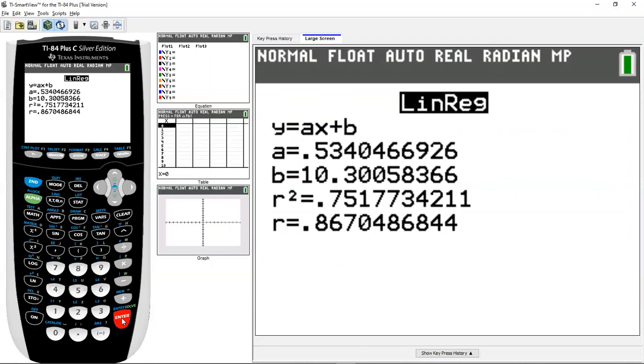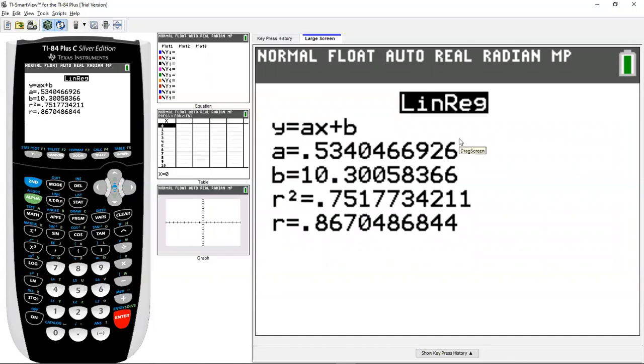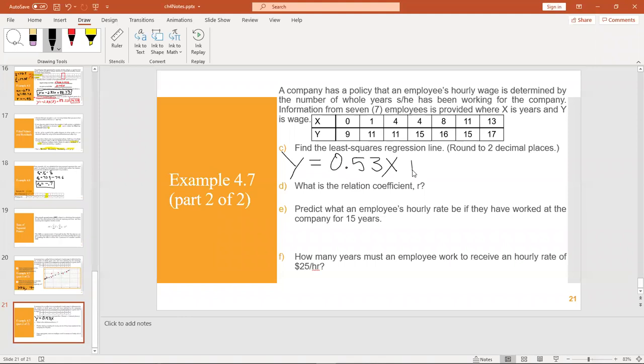0.53 for the slope. So y equals 0.53x. And then the b is 10.30. So that's positive, which means we're going to do plus 10.30. I know the 0 on the end of that is extraneous, but it does tell us to round to 2 decimal places. So you darn well better give them 2 decimal places.